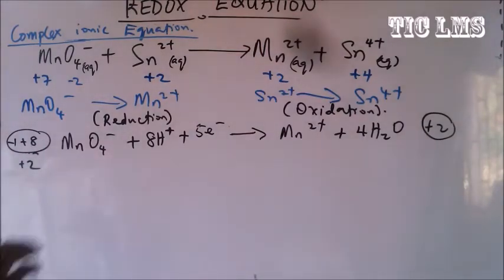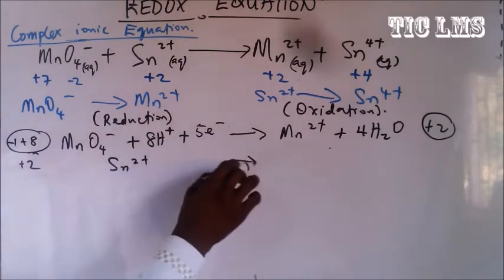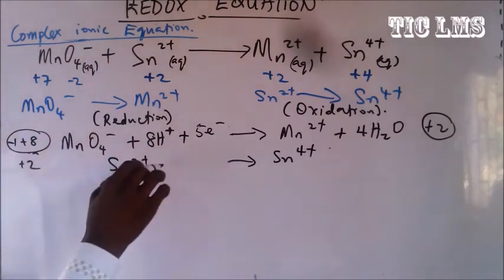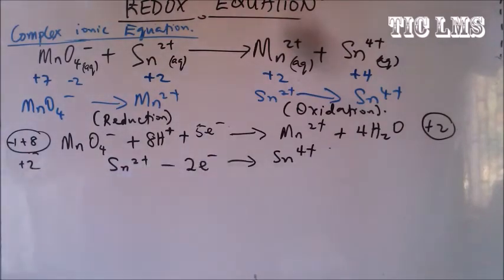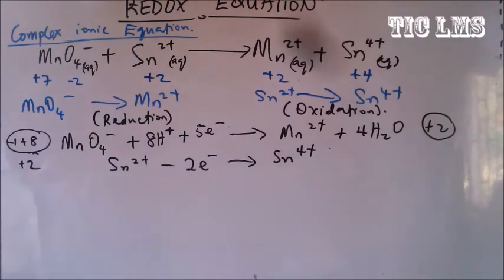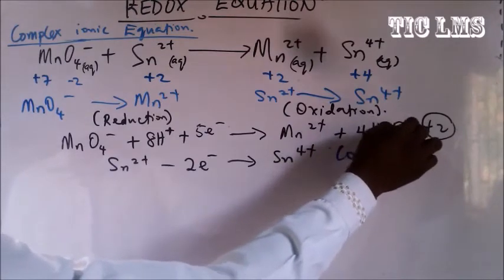And then this is for the first equation, and that is the reduction. For the oxidation side, we have Sn2+ and Sn4+. From here, tin has lost 2 electrons. When it loses 2 electrons, it becomes 4 plus. Here is the oxidation, and here we have our reduction.